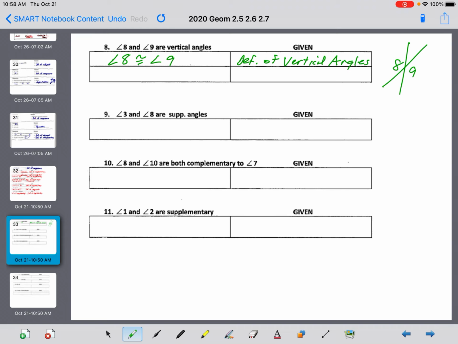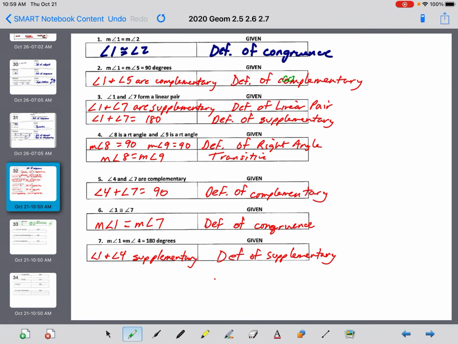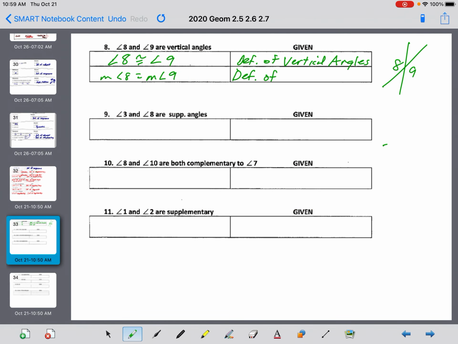All right. And then we know that the measure of angle 8 equals the measure of angle 9. We're just getting rid of the squiggly there, so that's just definition of congruence. Sorry about that glitch.